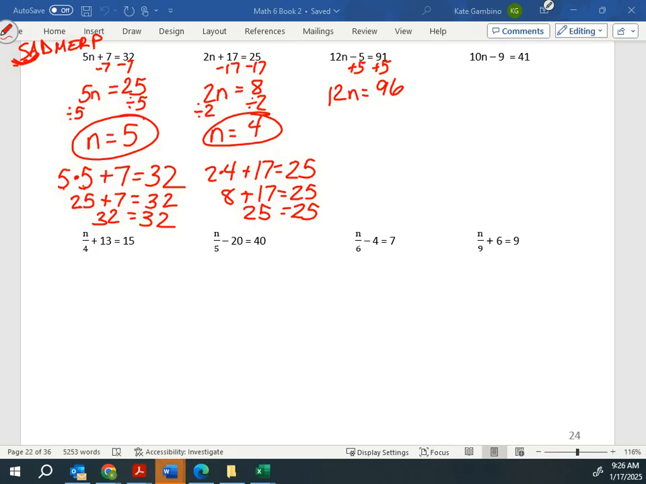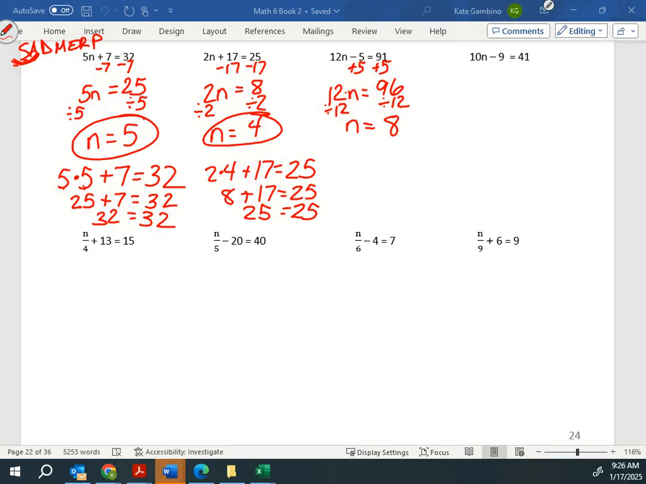Who's going to be brave and raise their hand? Who thinks they know the next step? What do you think? Lexi? Division, because I'm multiplying here. So I need to divide both sides by that 12. 12 divided by 12 is 1. What's 96 divided by 12? Hudson? 8. It is 8.